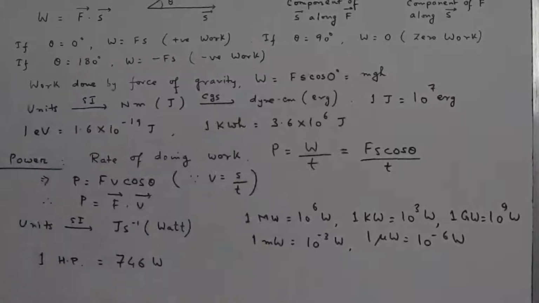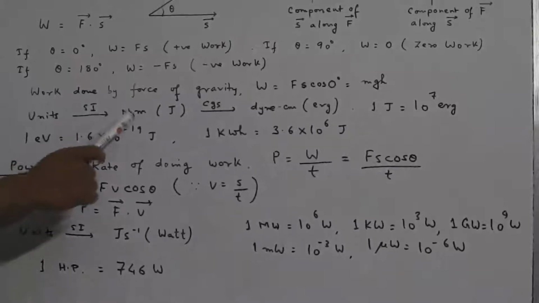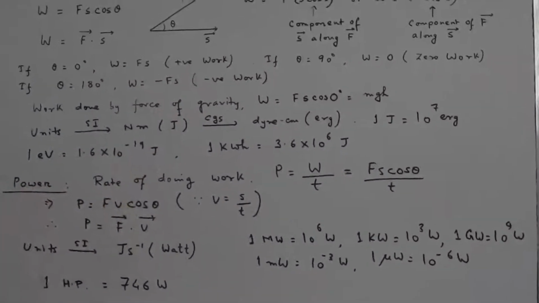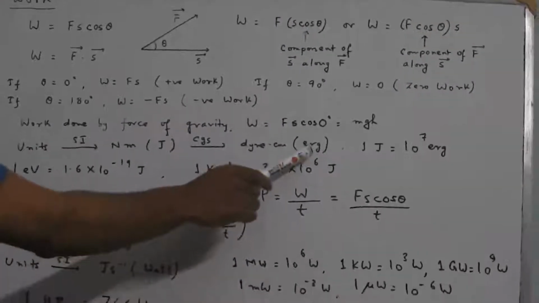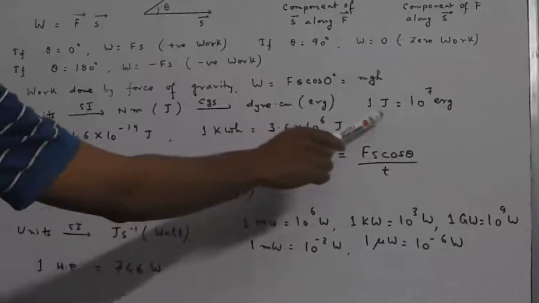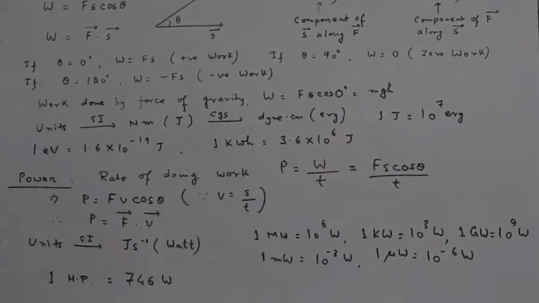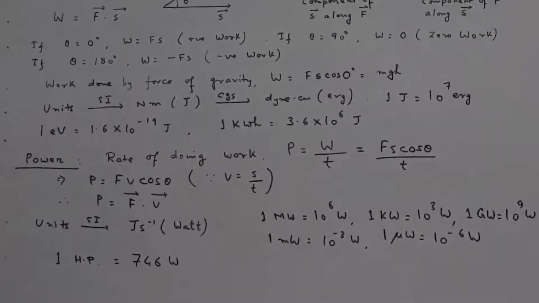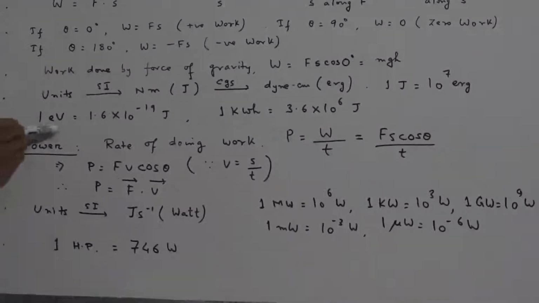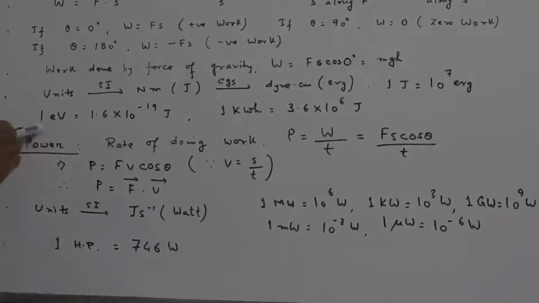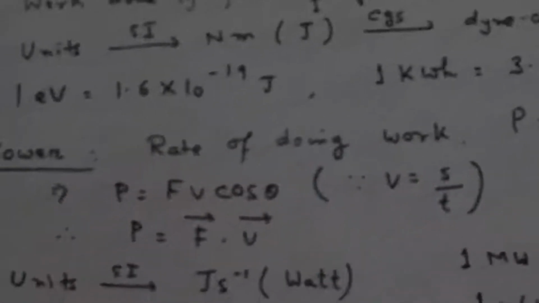The units of work and energy are equivalent. The SI unit of work is Newton meter, which is also called joule. The CGS unit of work is dyne centimeter, which is also called erg. And you can easily convert joule to erg and you will get the result 1 joule as 10 to the power 7 erg. There are other equivalent energy units apart from the SI and the CGS units, and that unit is electron volt. 1 electron volt is equal to 1.6 into 10 to the power minus 19 joule.